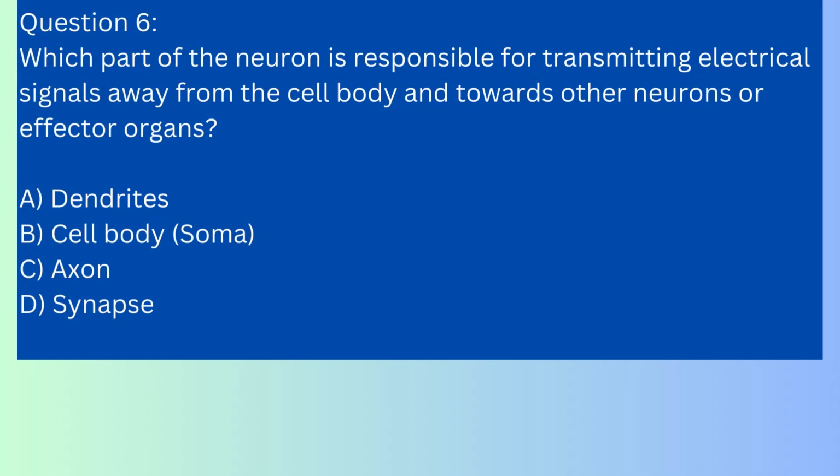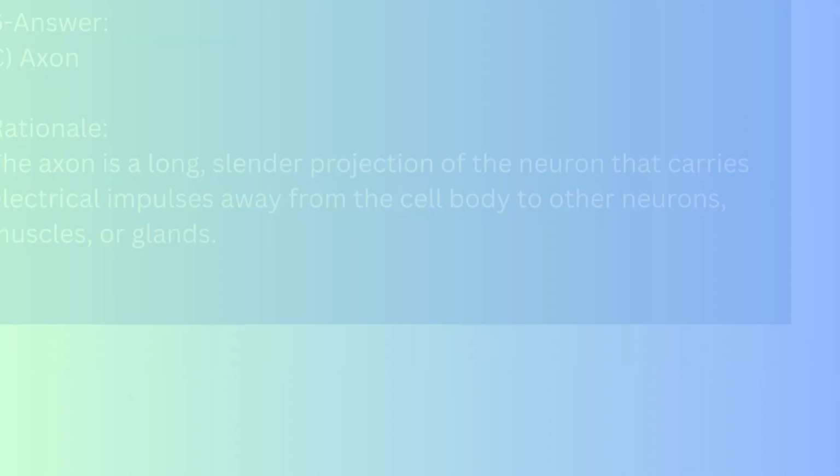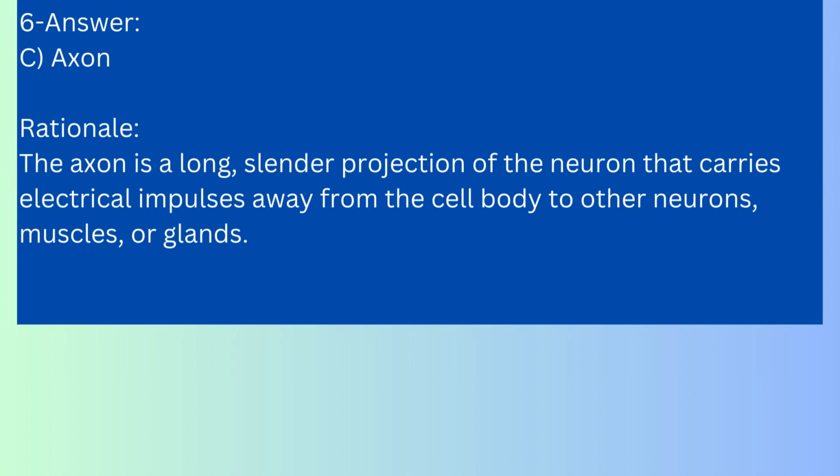Question 6. Which part of the neuron is responsible for transmitting electrical signals away from the cell body and towards other neurons or effector organs? A. Dendrites. B. Cell body, soma. C. Axon. D. Synapse. Answer. C. Axon. Rationale. The axon is a long, slender projection of the neuron that carries electrical impulses away from the cell body to other neurons, muscles, or glands.